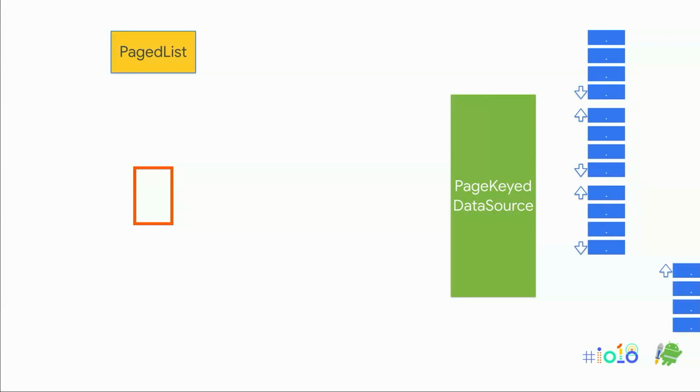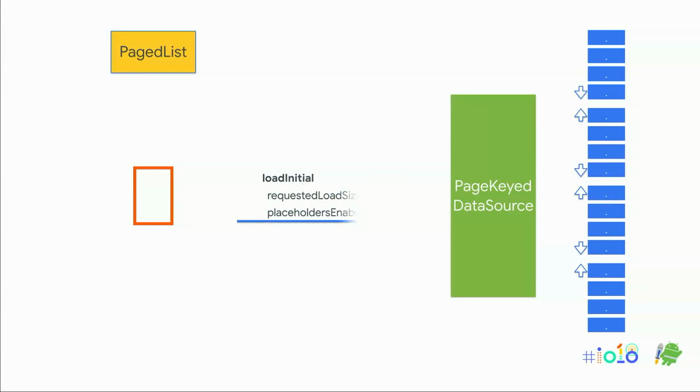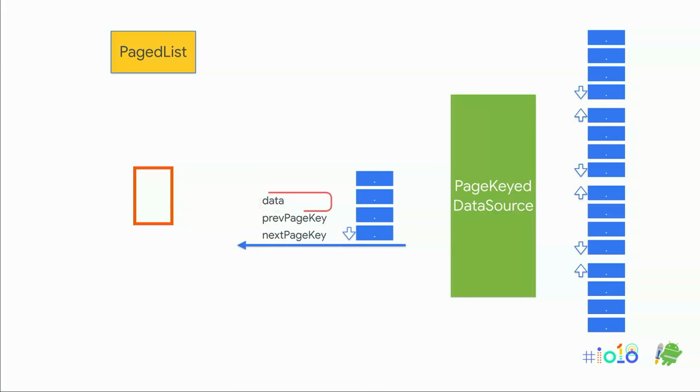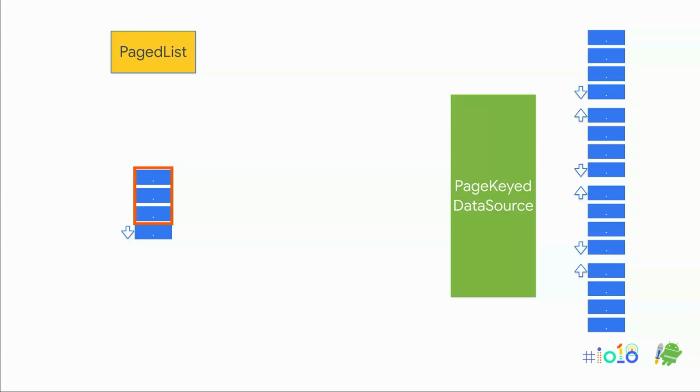OK, let's look at an example. First time user comes to the UI, we call load initial. We give it a size, and we ask whether placeholders are enabled or not. They're usually disabled because your server doesn't give you an accurate count. So we'll just assume they're disabled. Easier. And then the data source returns the data, but it also gives us pointers for the previous key and the next page key. And then we start displaying it.